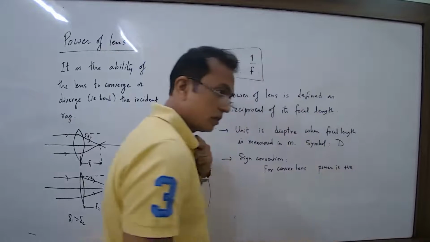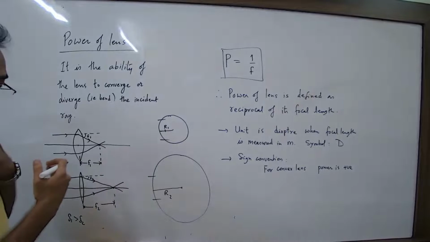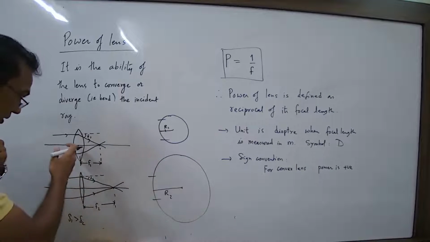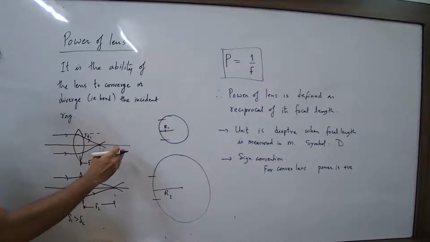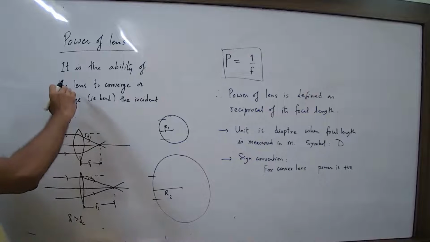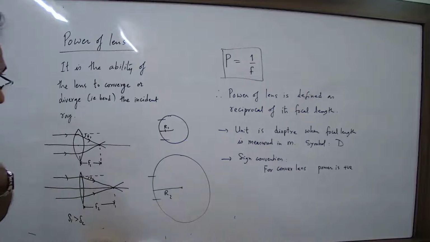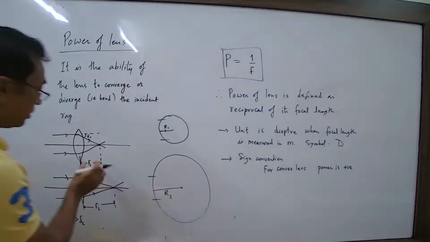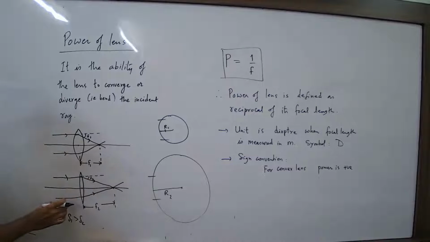You must have done sign convention for mirrors, right? Same sign. In front of the mirror, all the distances will be measured from the pole. It will be negative. Anything on the left is negative. Anything on the right is positive. Anything above the principal axis, positive. Below the principal axis, negative. Same. Cartesian sign convention. So for convex lens, the focal length is on the right side. And for diverging lens, it is on the left side.